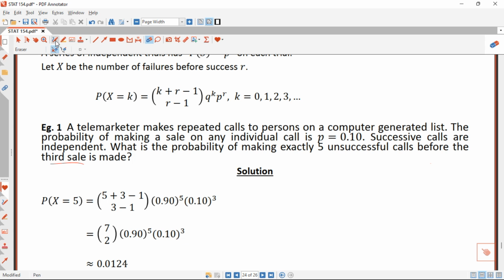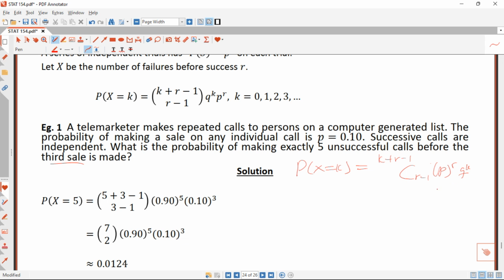Right, so at the end of the day, let's firstly write our PMF down. We have the PMF P(X = k) equal to (k + r − 1) combination (r − 1), times p raised to the power r, times q raised to the power k. So this is what we have.